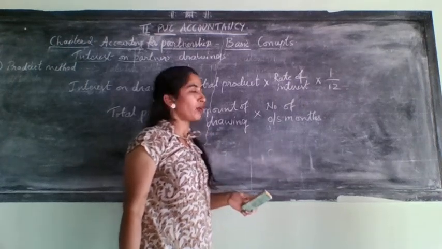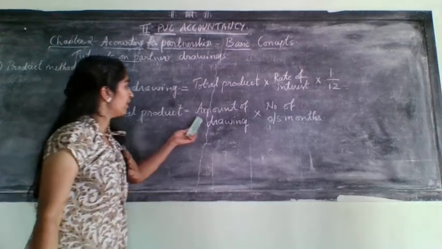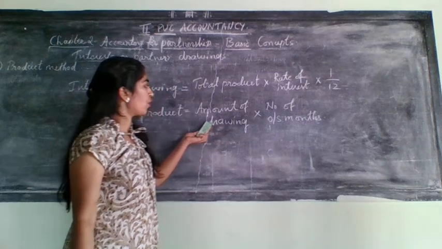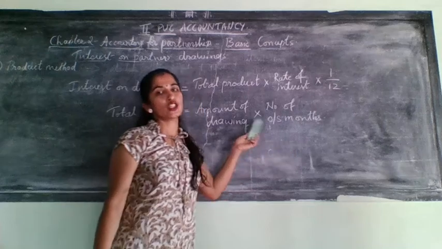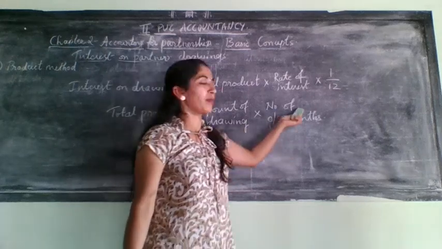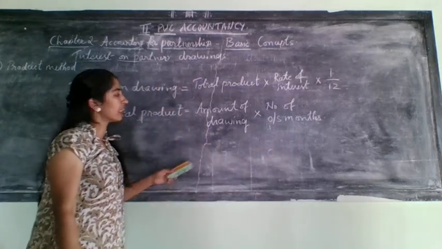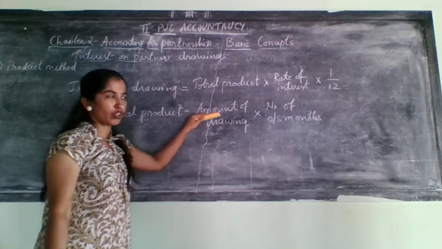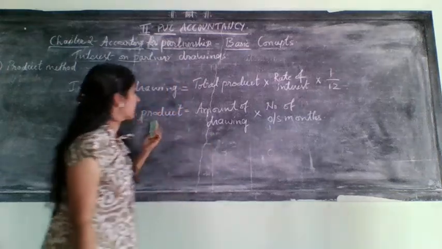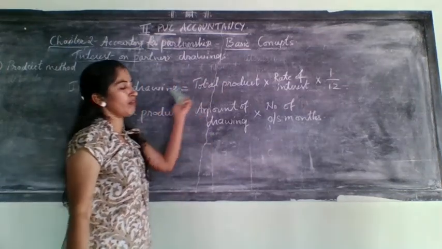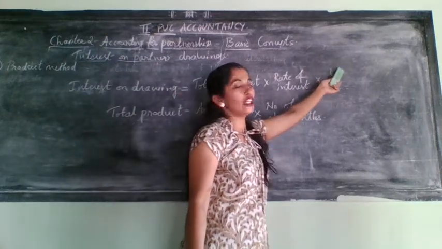How to find out that total product? We can get the total product by applying this formula, that is amount of drawing into number of outstanding months. In the direct method, for interest on drawing, we directly do amount of drawing into number of months divided by 12. But to find out the total product, we are not doing like that. We are taking only amount of drawing into number of outstanding months. When we get the total product, we will apply that amount here, and for that, rate of interest, then into 1 by 12.